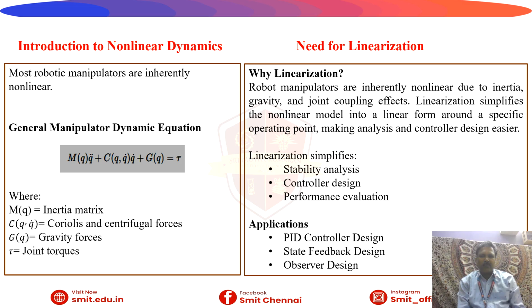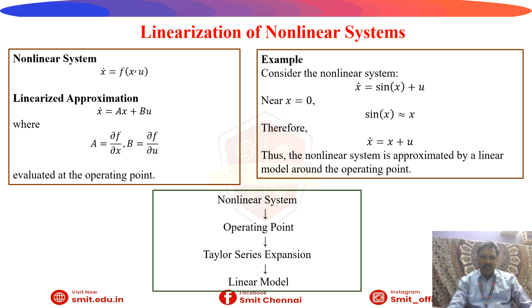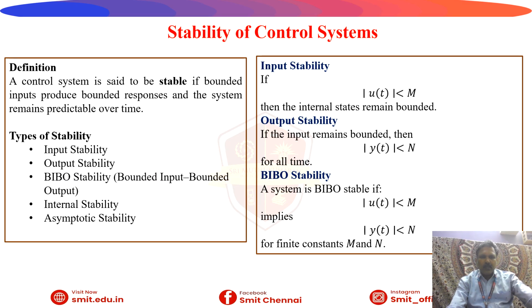These are the simplifications: stability analysis, controller design, performance evaluation. And these are the various examples given: x dot equals f of x comma u. Some examples are given for your understanding purpose only. Please kindly go through this expression also. The non-linear system goes to the operating point, Taylor series expansion, and linear model. Then the stability of control systems is also given.